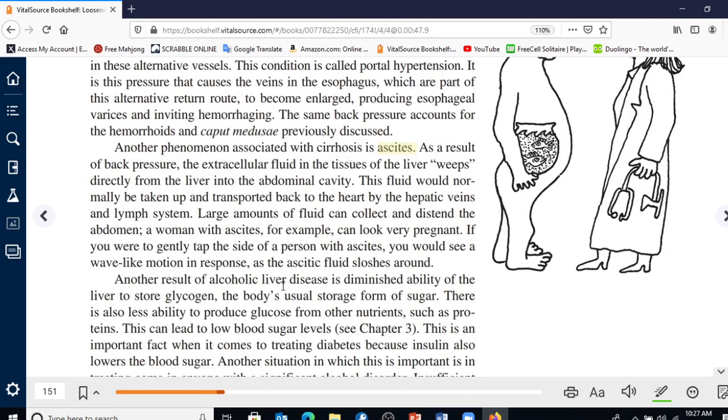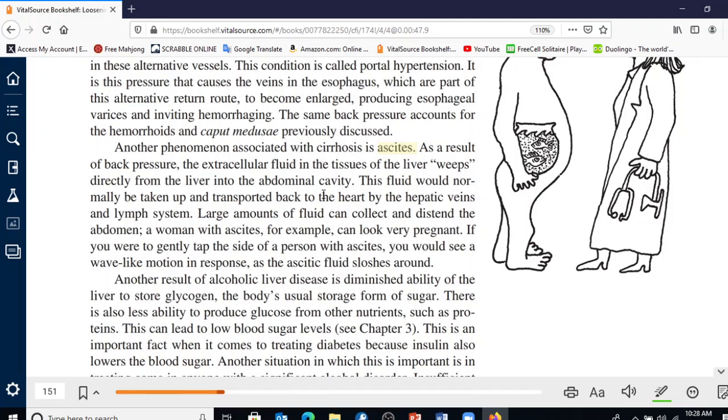I talked about the ascites already. As a result, extracellular fluid in the tissues of the liver weeps directly into the abdominal cavity. This occurs with the pancreas as well. Normally this would be taken up by the lymphatic system, but with certain damages to your body, you may produce more fluid than your body can reabsorb, in which case you have to do a shunt or find some way to drain this off.